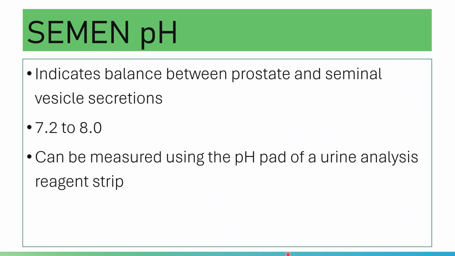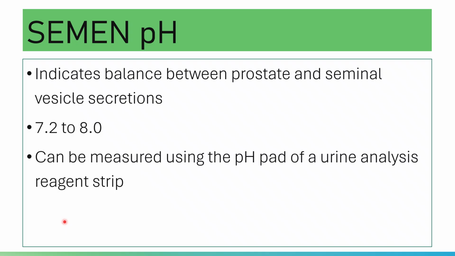Your semen analysis starts with the evaluation of the physical appearance of the semen, or the macroscopic examination of the semen. We already talked about that in the previous video. However, let's still take a look at your semen pH here.